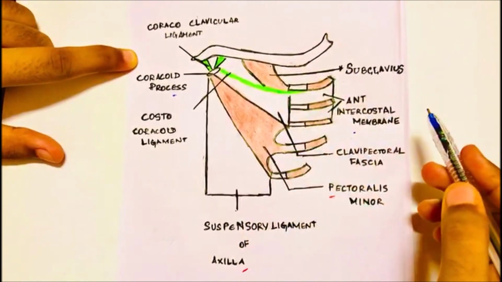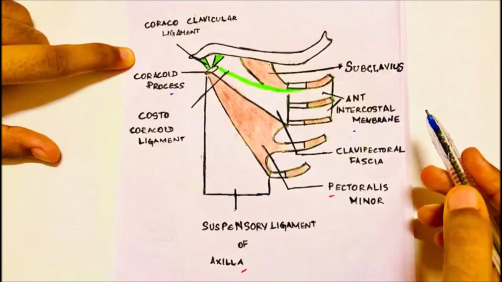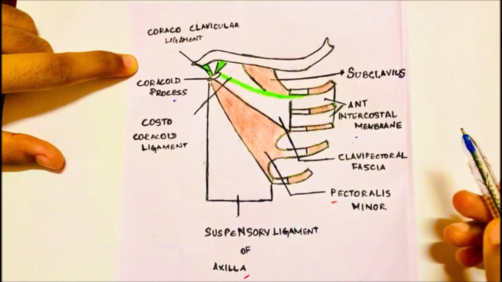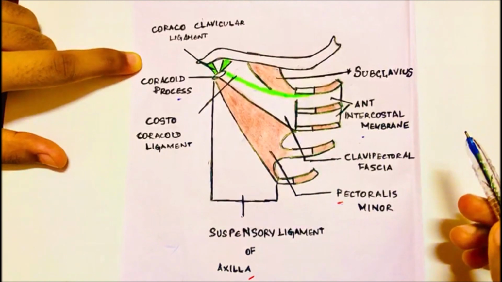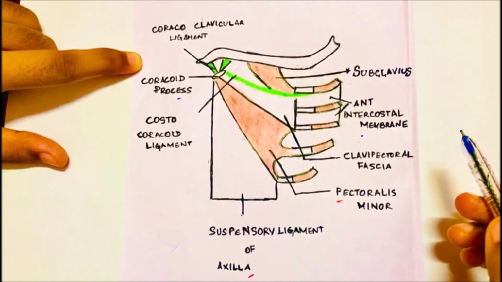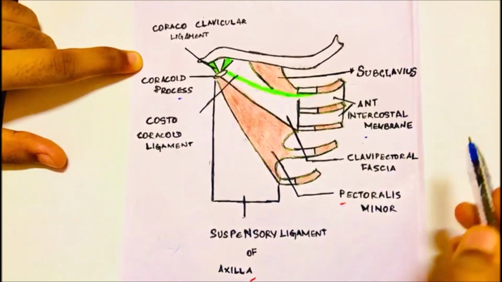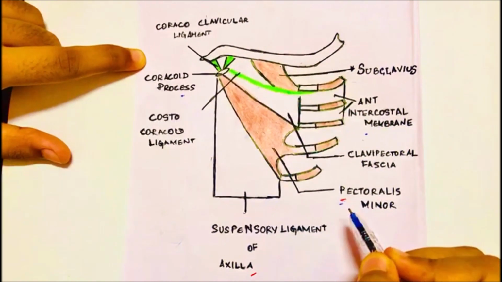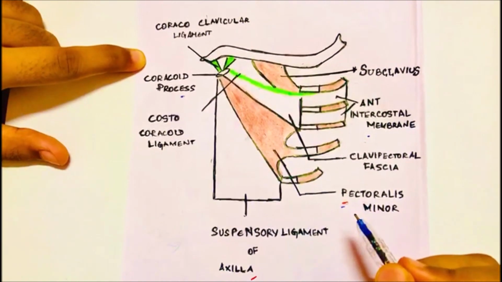Its posterior layer has a medial and a lateral part. The medial part fuses with the deep cervical fascia and the lateral part fuses with the axillary sheath. Below, it splits to enclose the pectoralis minor and ends laterally into the short head of the biceps.